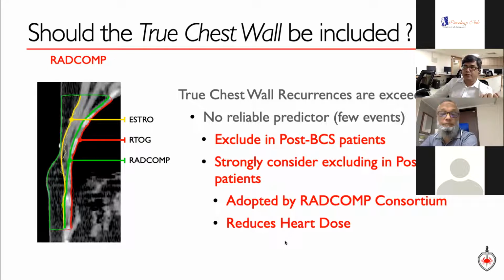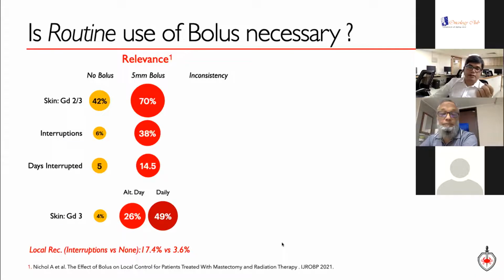So you should strongly consider cropping away the ribs and chest wall from whatever planning technique or delineation technique you're doing. Just remove your CTV away from the ribs and chest wall. The other question, which probably sounded a little controversial to everyone, including Dr. Kundan when I discussed it with him, and Dr. Kamal when I discussed it with him, was that should we actually be using a bolus for our patients?